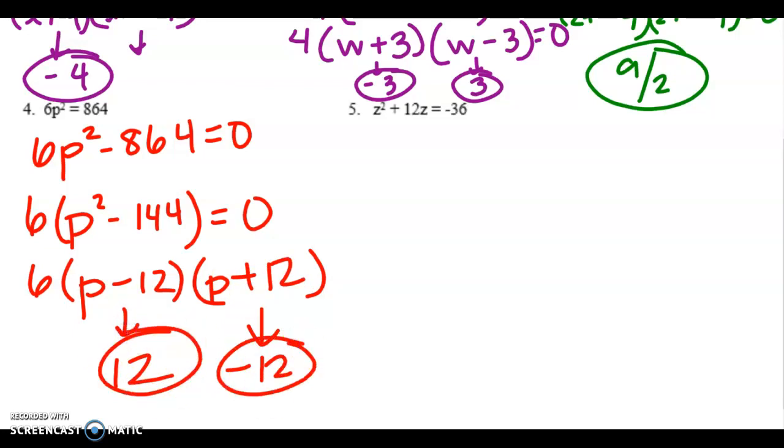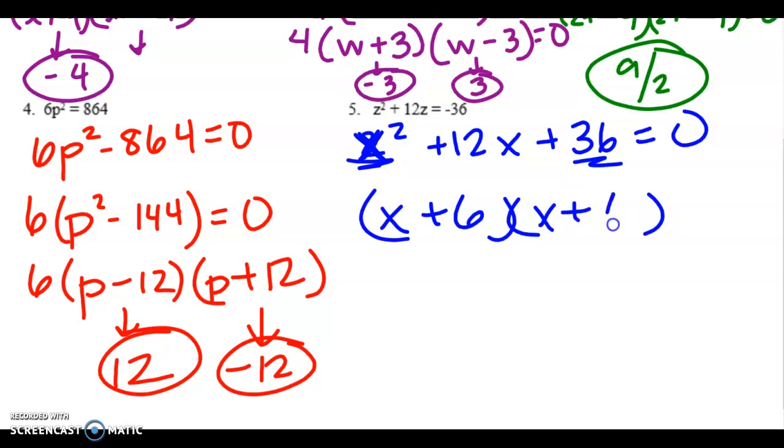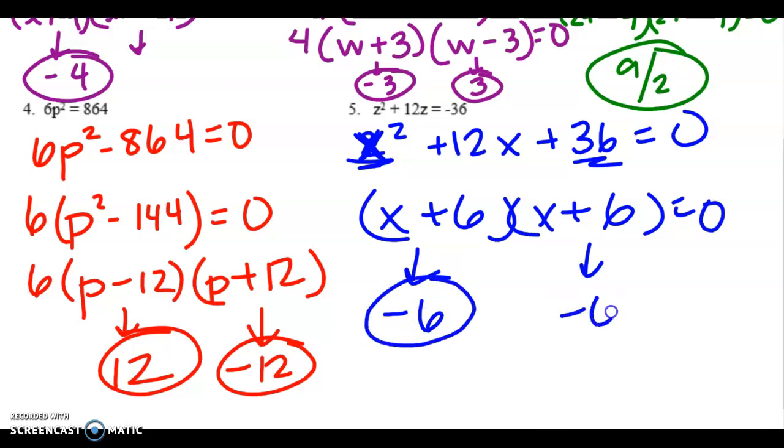And finally, last one, I've got to move my 36 over. Oh, we're going to change those to x's. I don't like the z's and the 2's being together. Plus 12x, that's going to be plus 36 equals 0. I have perfect squares. What do you know? That's going to be x plus 6 and x plus 6, which means both of my answers are going to be a negative 6. And you don't have to write them twice. You can write it just one time.